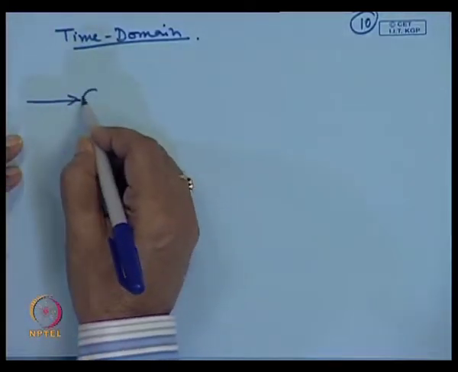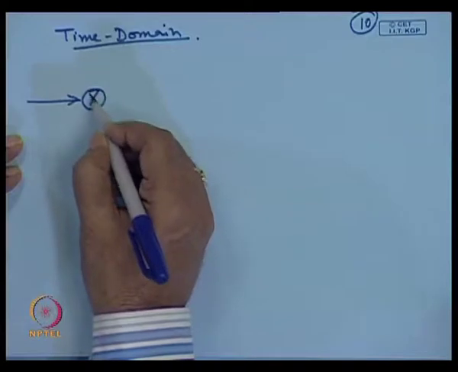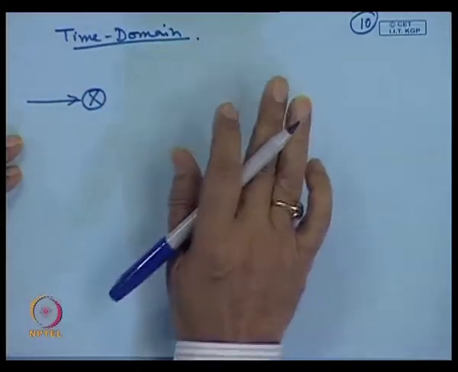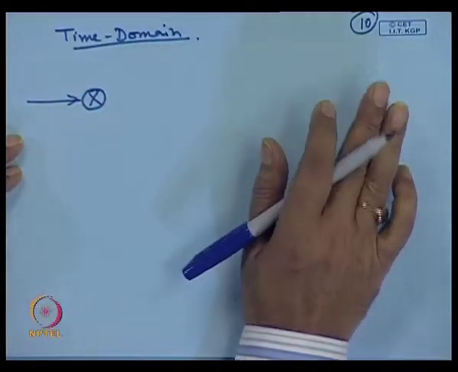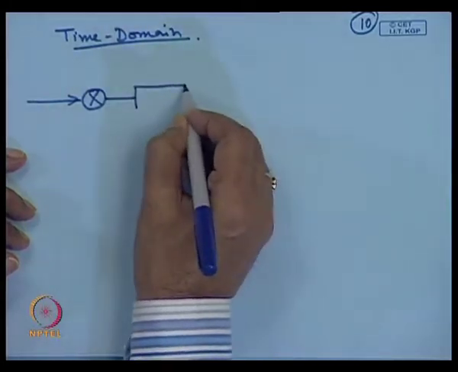Since LQR is a regulator problem, the reference input is 0. This controller is designed so that if there is any initial disturbance in the state, the regulator will bring the affected state back to its equilibrium position. Agree? The controller's job is that only.